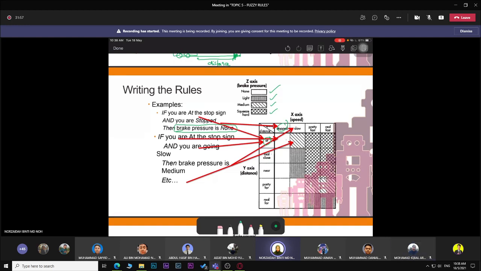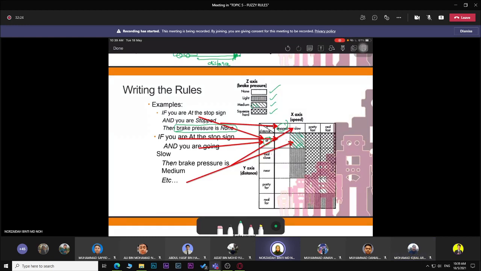Okay, alright, kalau you tengok kat sini, if you are at the stop sign and you are still moving slow. Kereta tu masih gerak, very slow, tapi you dah sampai dah dekat stop sign. Okay, so dia kata tekan brake, tapi tekan brake tak boleh lah light sebab you dah sampai kat stop sign, so you kena tekan medium dia kata. So dia kat sini medium. Nampak tak dia lorekkan mengikut medium ni. So dia letak kat sini.